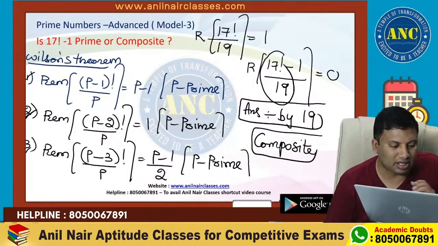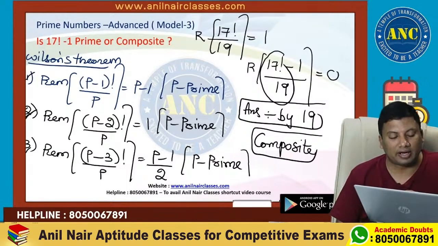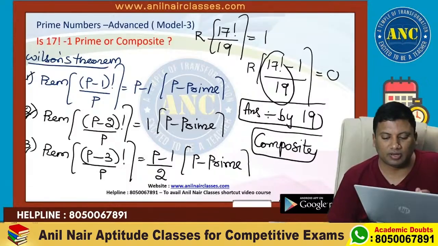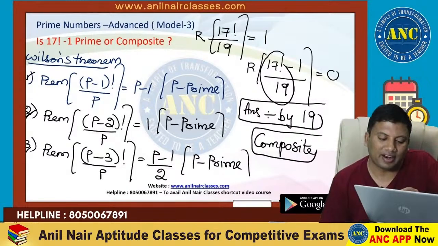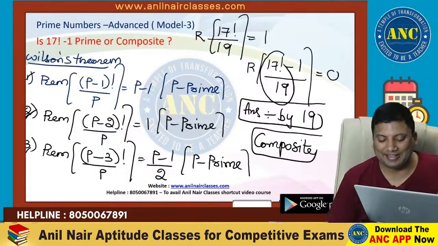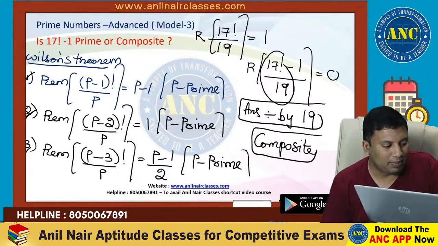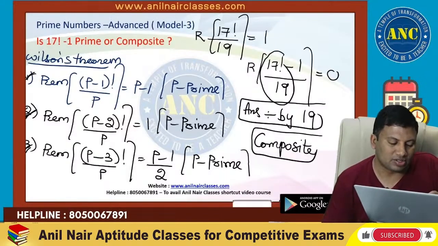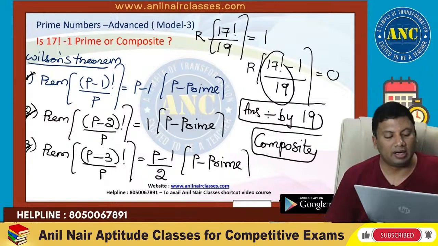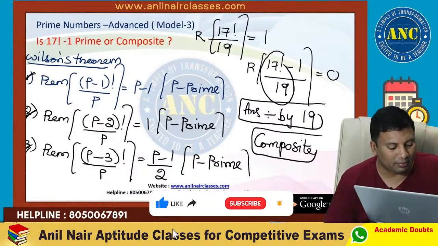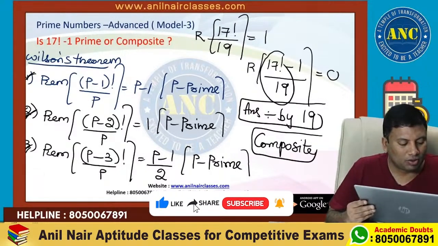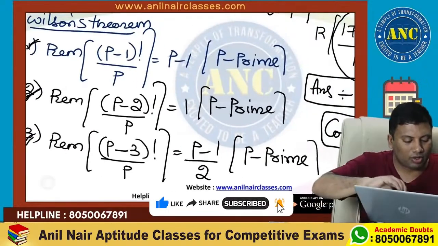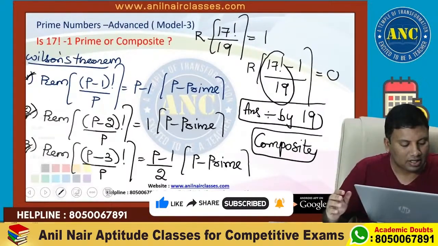This concept I used: (p minus 2) factorial divided by p is 1. 17 factorial by 19 is 1. 1 minus 1 is 0. The answer is divisible by 19. Please make a note of these three important conclusions: (p minus 1) factorial by p, (p minus 2) factorial by p, and (p minus 3) factorial by p. Let us solve some more examples of this model so that it will be clear to you.